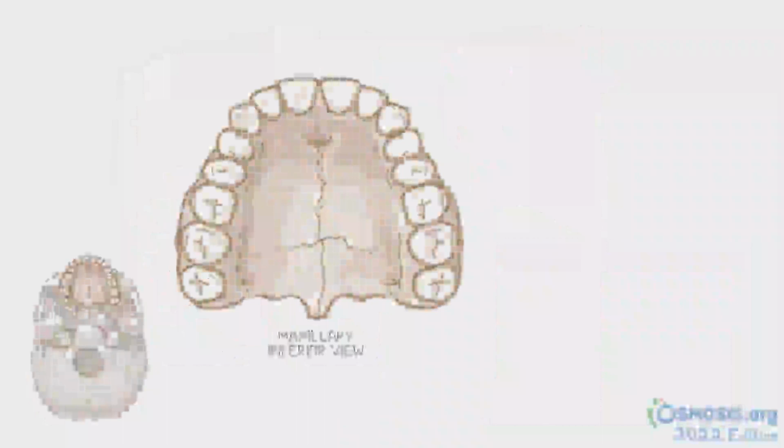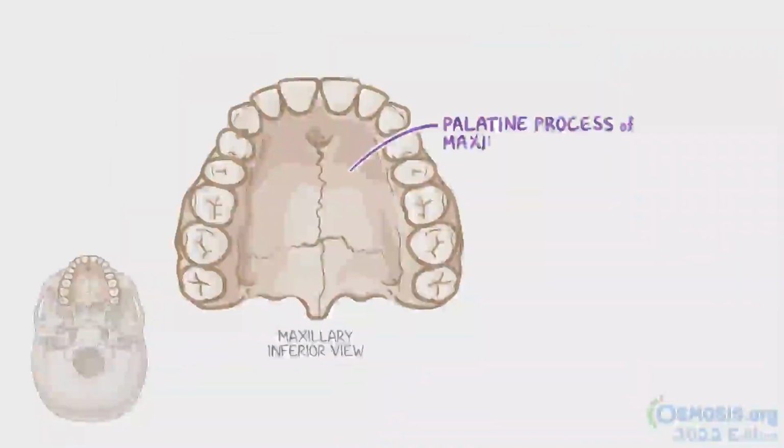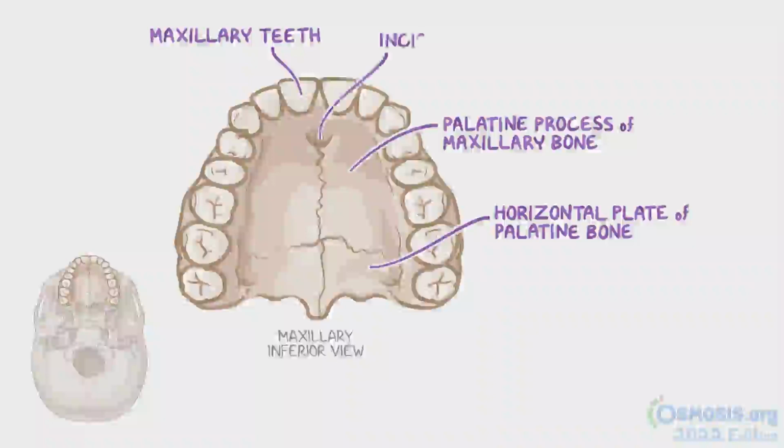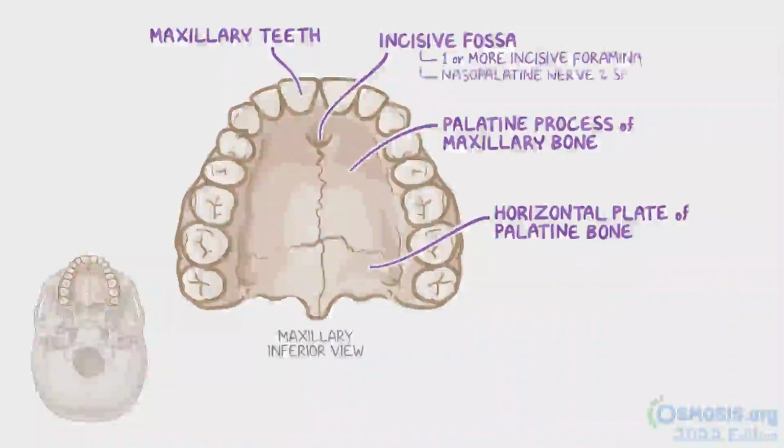Let's take a closer look at the hard palate now. The bones that form the hard palate are the palatine processes of the maxillary bones anteriorly, and the horizontal plates of both palatine bones posteriorly. The maxillary teeth border the hard palate anteriorly and laterally. Posterior to the incisor teeth, there's the incisive fossa, which has one or more incisive foramina that allow the nasopalatine nerve and the sphenopalatine artery to pass through.